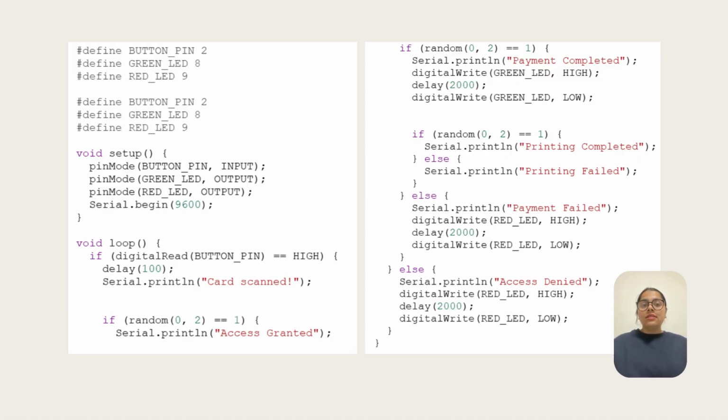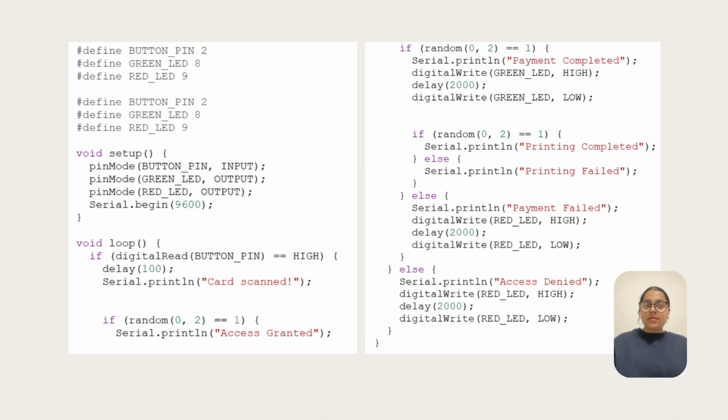Then comes access validation. A random function determines whether access is granted or denied. If access is granted, it prints access granted, and if denied, access denied. The respective LED, green for granted, red for denied, lights up for 2 seconds. Payment simulation. For successful access, the system simulates payment validation. A random outcome determines if payment is completed or failed.